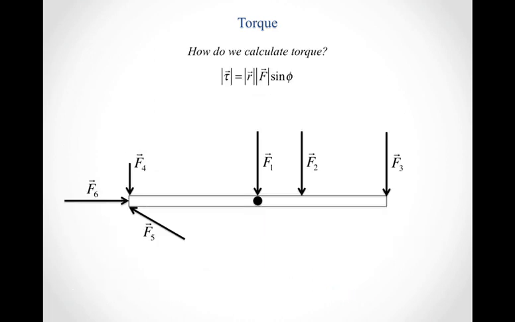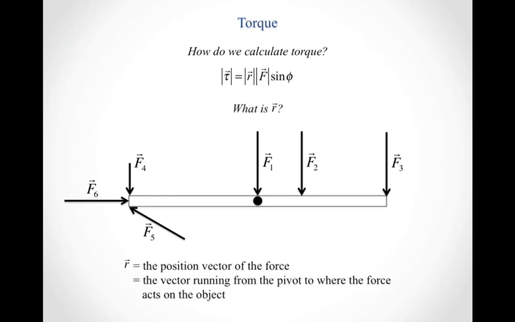So how are we going to calculate it? Well, again, we said the three things that torque cares about are the distance from the pivot, the magnitude of the force, and the relative orientation of the force, and all three of those things are tied up in this equation. So for starters, let's talk about r. r is the position vector of the force. It's the vector that runs from the pivot to where the force acts on an object.